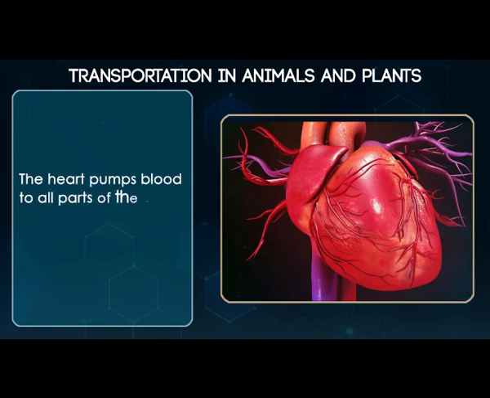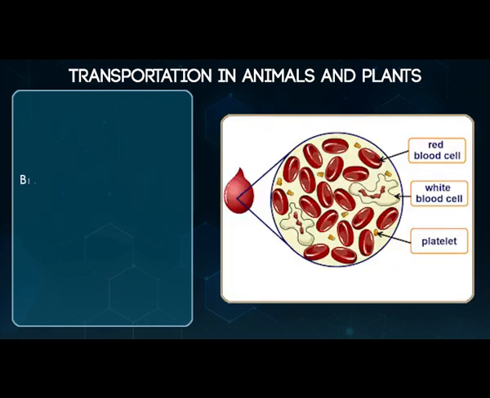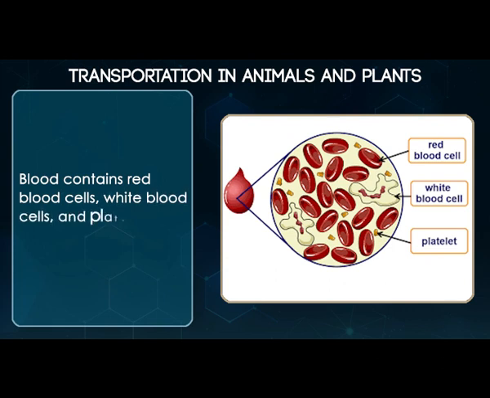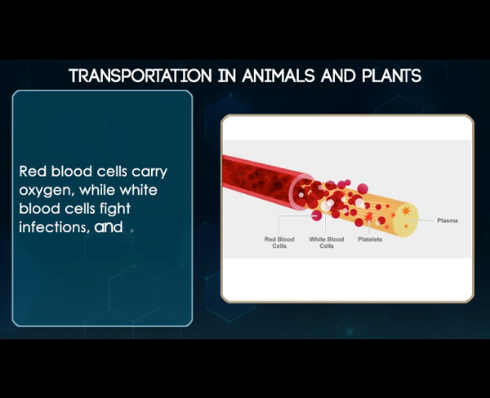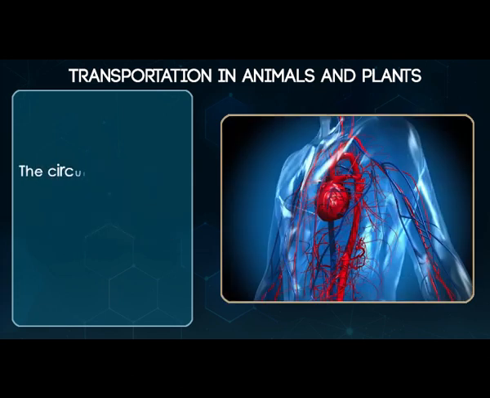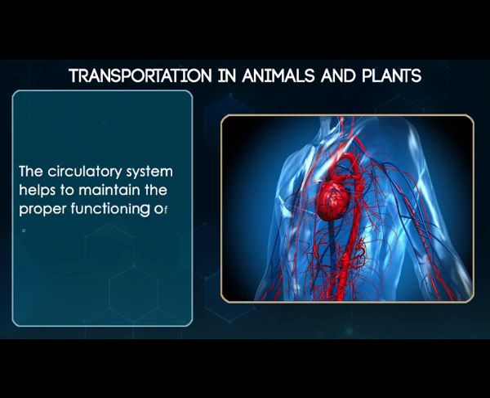The heart pumps blood to all parts of the body through blood vessels. Blood contains red blood cells, white blood cells, and platelets. Red blood cells carry oxygen, while white blood cells fight infections and platelets help in blood clotting. The circulatory system helps to maintain the proper functioning of organs and tissues in animals.